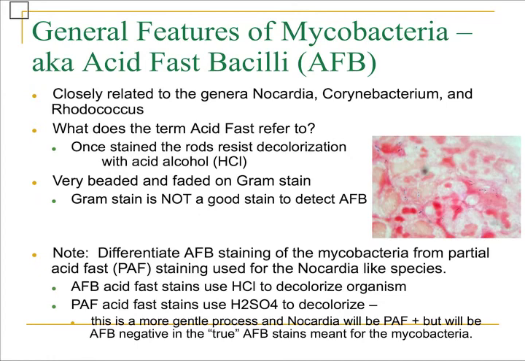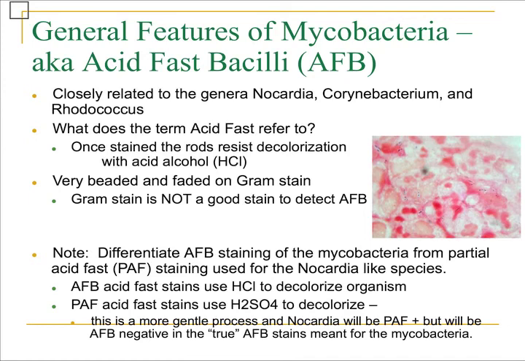On the next slide, we're going to start talking about the general features of the mycobacteria, or the so-called acid-fast bacilli. These are closely related to the genera Nocardia, Corynebacterium, and Rhodococcus. What does the term acid-fast bacilli refer to? It means that once the organism is stained, it resists decolorization with acid alcohol. And the acid alcohol generally used in the acid-fast stain is HCl.